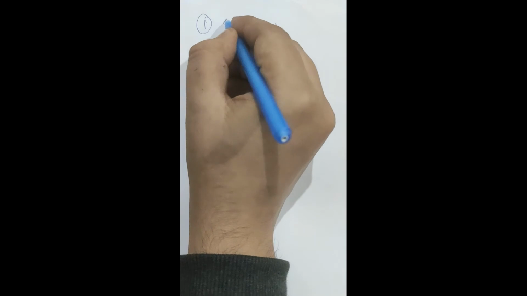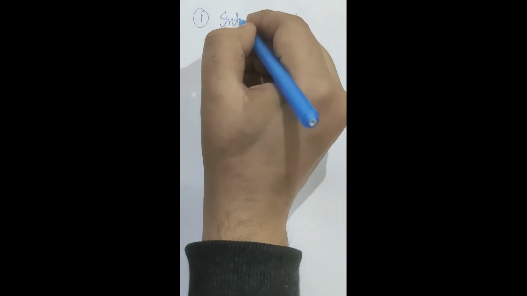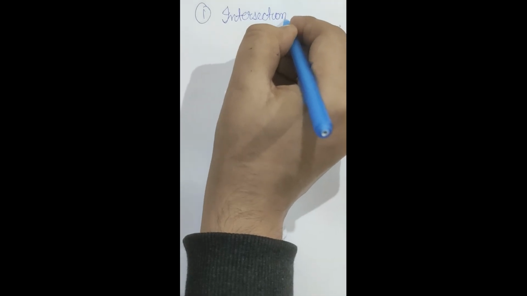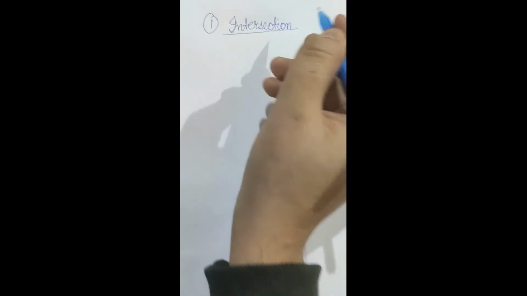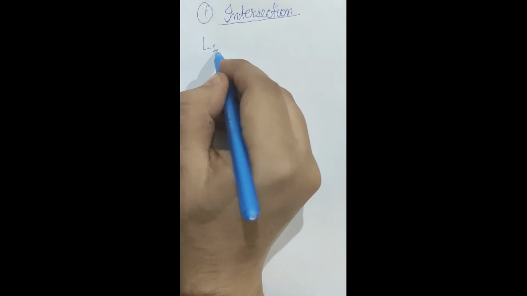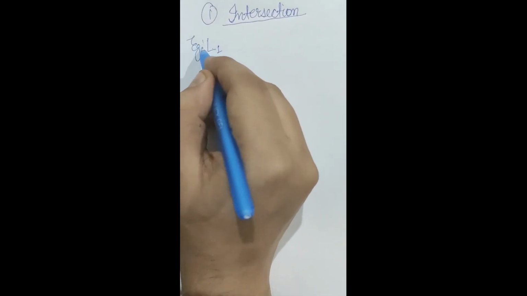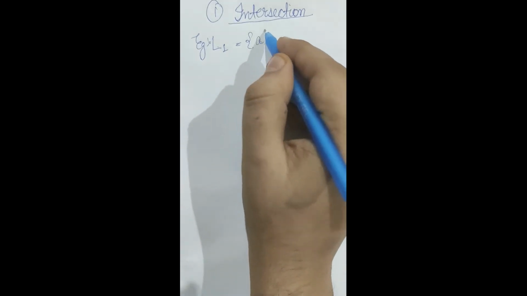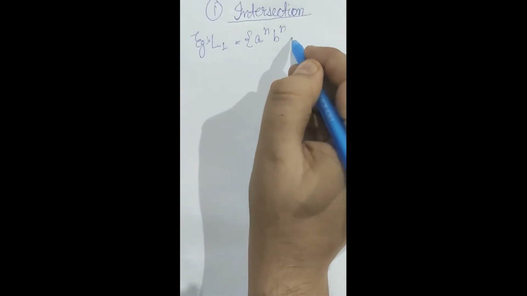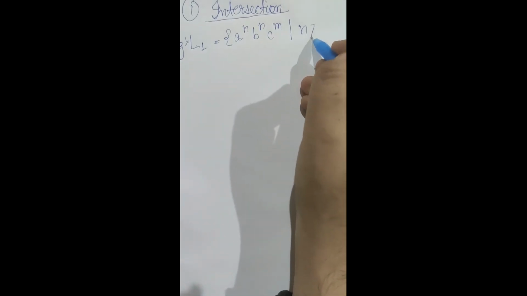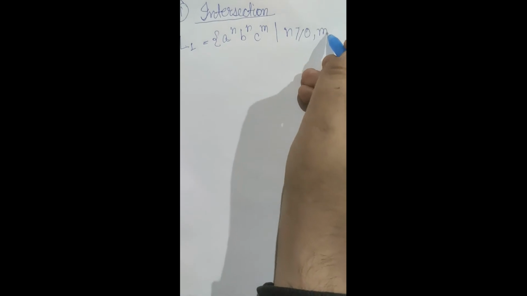The first operation under which it is not closed is intersection. So context free languages are not closed under intersection. We can see that by an example. Let L1 be a raised to the power n, b raised to the power n, c raised to the power m, where n is greater than or equal to 0 and m is also greater than or equal to 0.